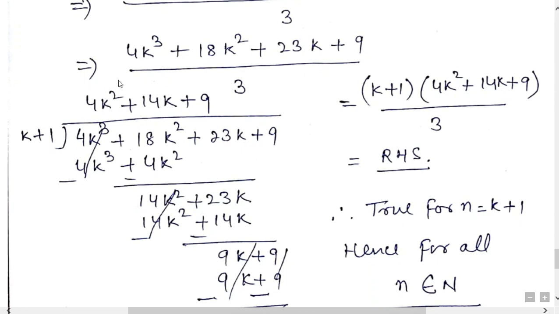In the first step, it's cancelled by 4k square. 4k cube plus 1 into 4k square, it's 4k square. Then subtract. The answer is 14k square plus 23k. Then again, it's multiplied by 14k. k into 14k, it's 14k square. 1 into 14k, it's 14k. Again 9k plus 9, then it's cancelled by 9. It means you will get the answer (k plus 1)(4k square plus 14k plus 9) divided by 3.